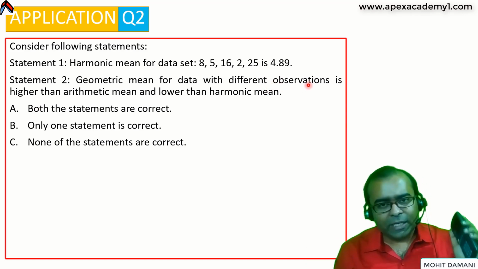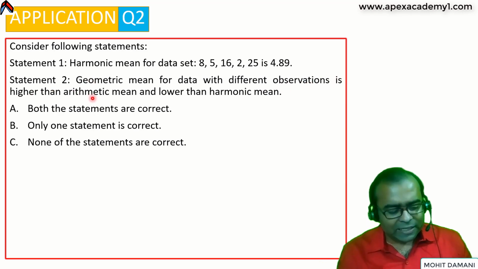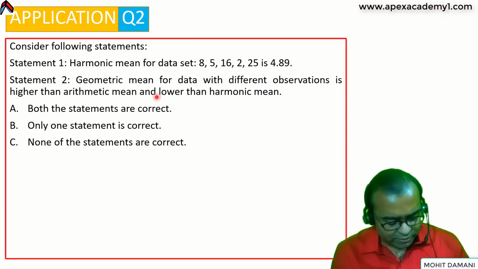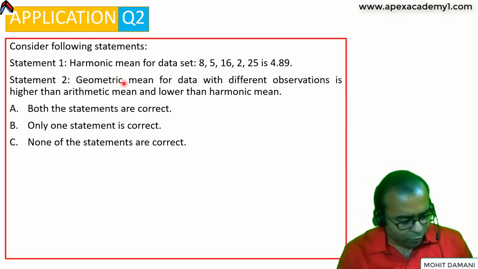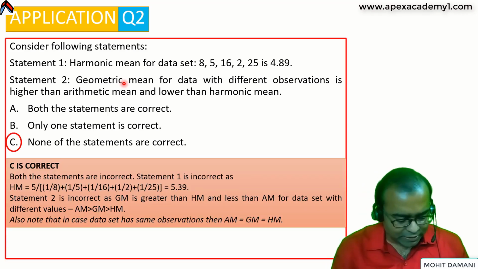So AM will be greater than GM, which will be greater than HM. The statement says geometric mean is higher than arithmetic mean. This is incorrect, because geometric mean will be lower than arithmetic mean and higher than harmonic mean. This statement is basically inverse. So statement 1 was incorrect and statement 2 is also incorrect. So I would go for option C, that is none of the statements are correct. And the rationale we have already discussed.